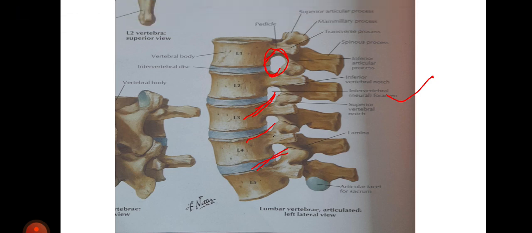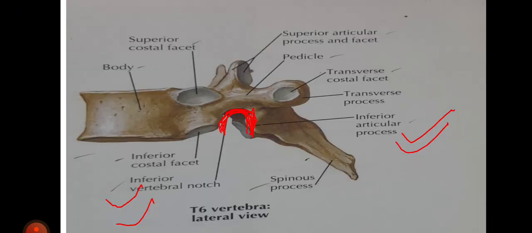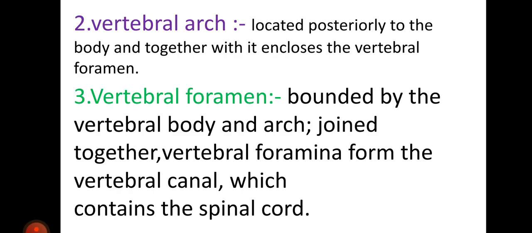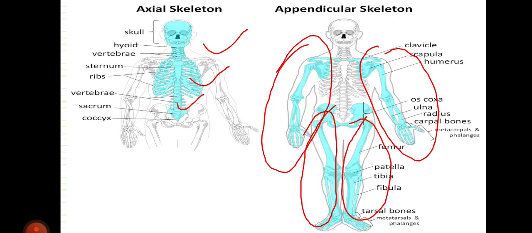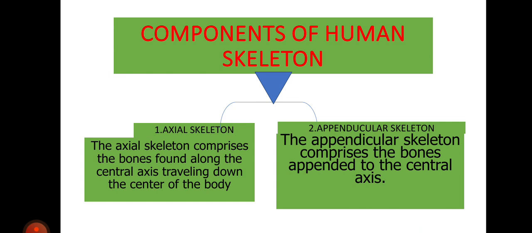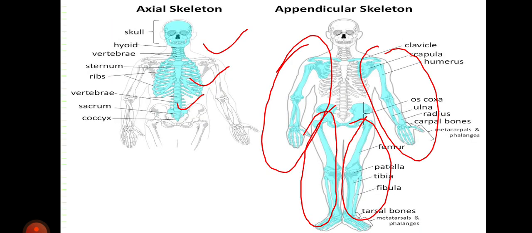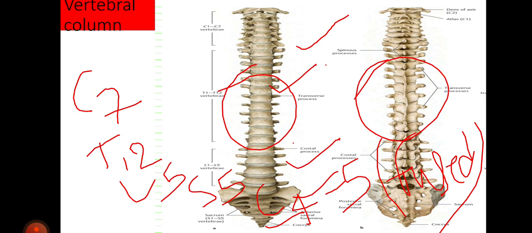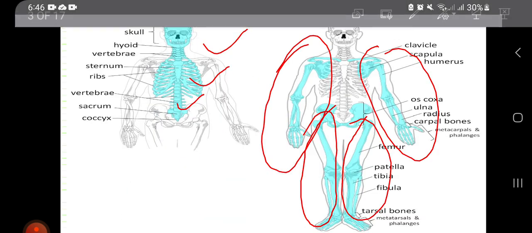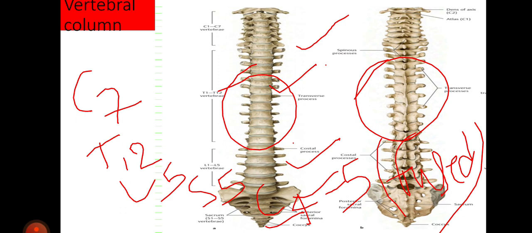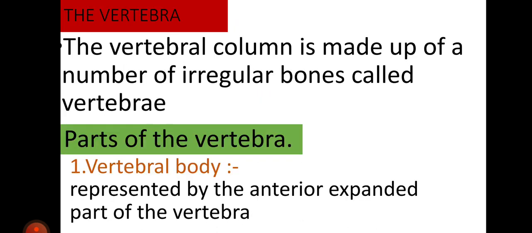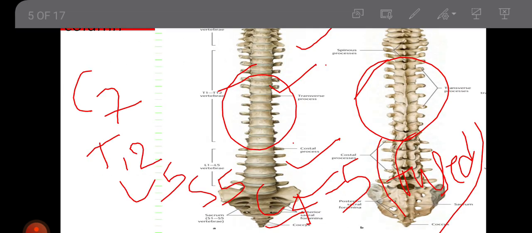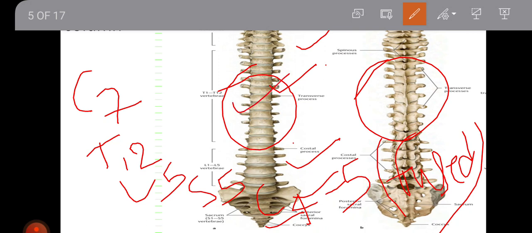So that's all regarding vertebral column. Today we discussed vertebra and parts of vertebra. In the next lecture I will discuss types of vertebrae: cervical vertebra, thoracic vertebra, lumbar vertebra and sacrum.